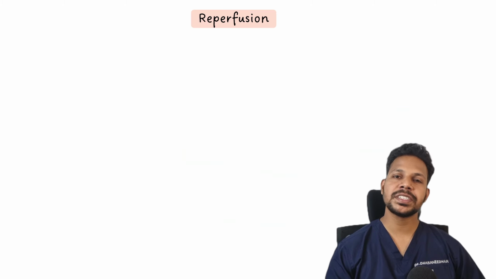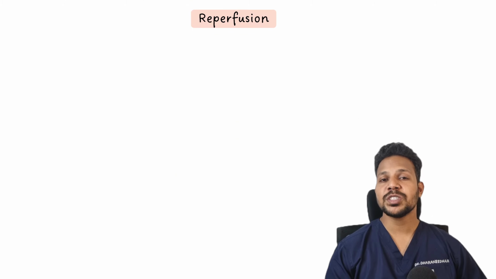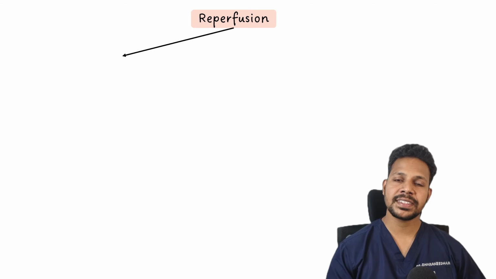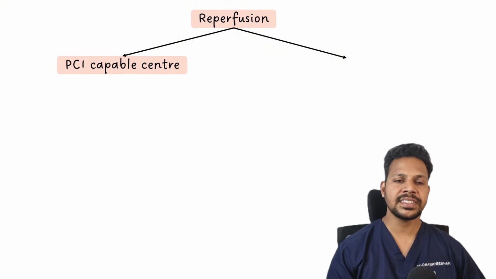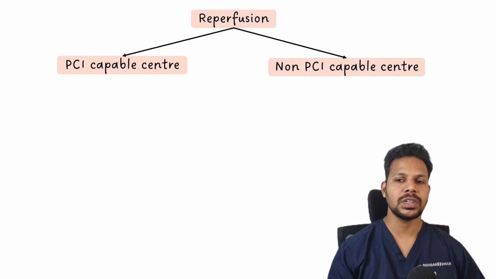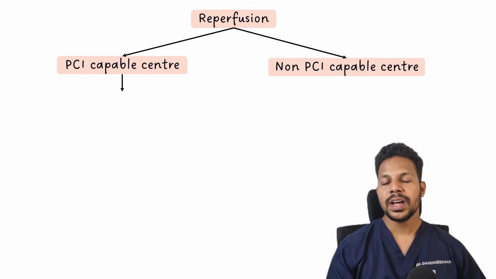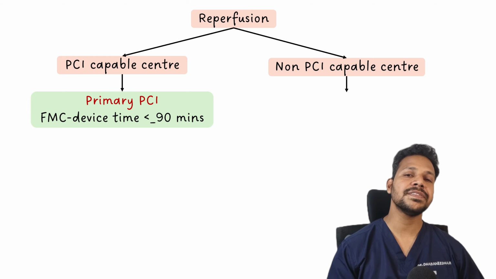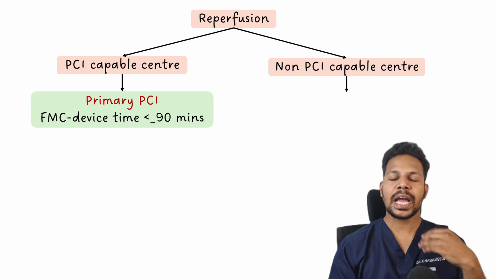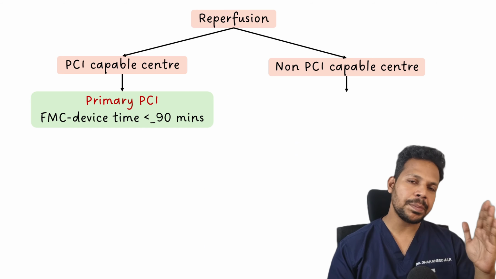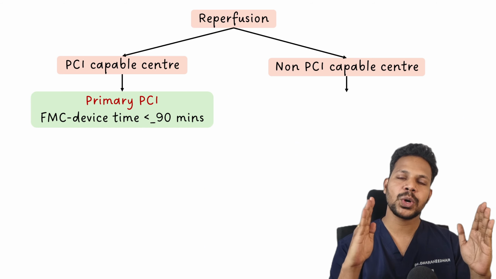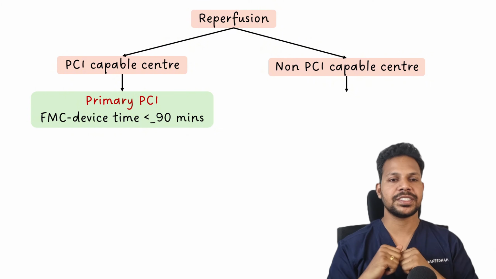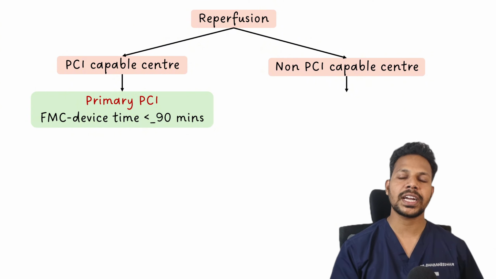If you have decided that the patient should undergo reperfusion, the further management depends upon which hospital the patient has gone to, whether the patient has reached a PCI capable center or a center where PCI is not possible. If your hospital is a PCI capable center, then you should do primary PCI within 90 minutes. This 90 minutes is called the first medical contact to device time. So the time interval between the patient coming to the casualty and the patient undergoing angioplasty should be less than 90 minutes.